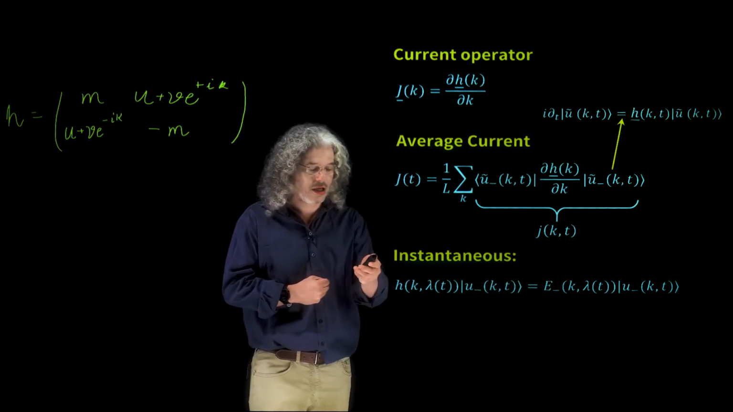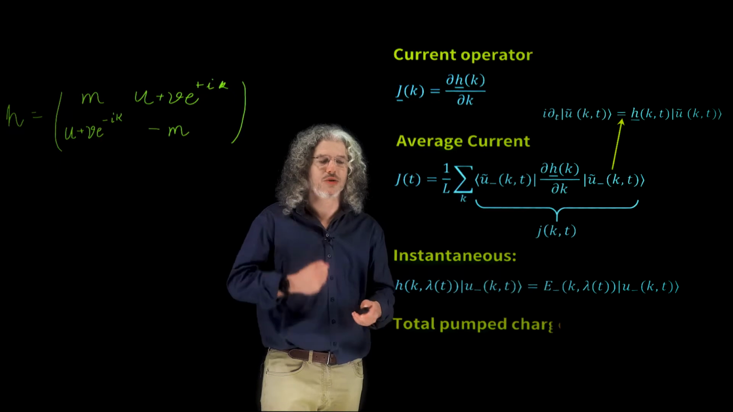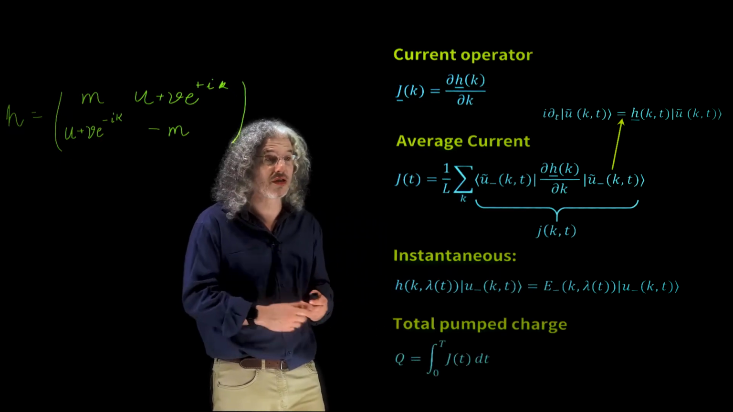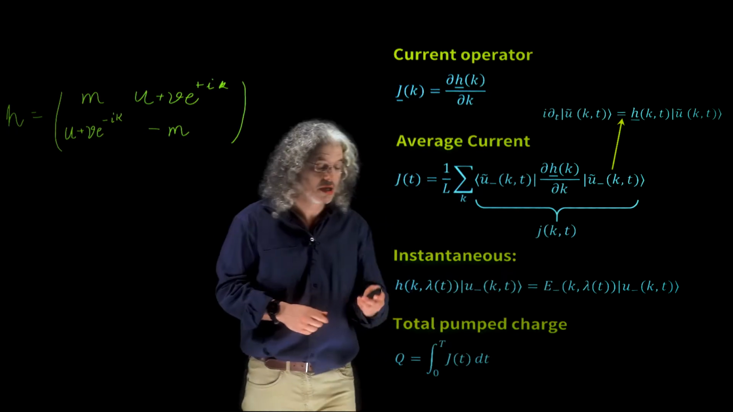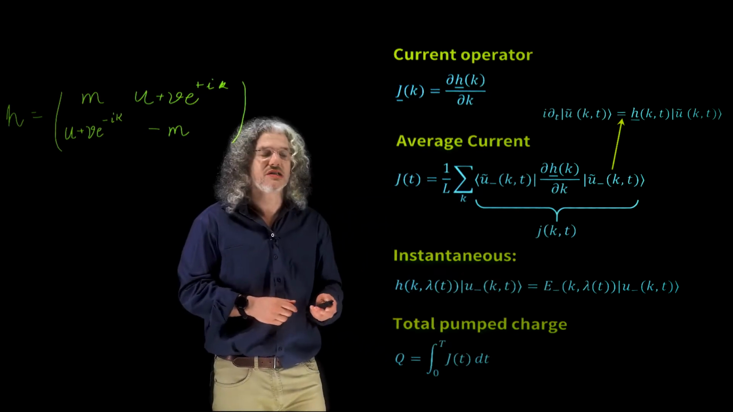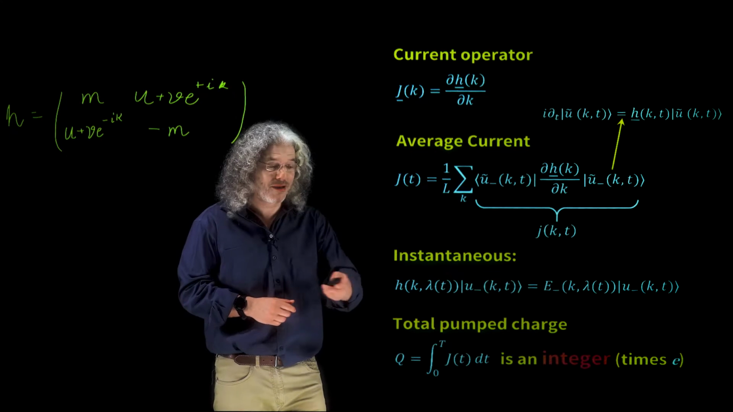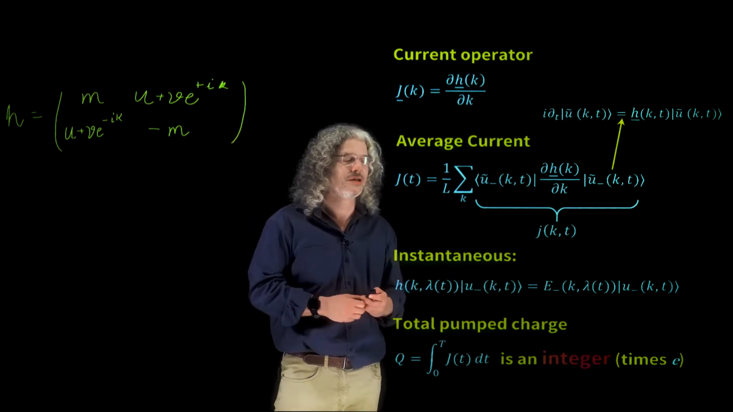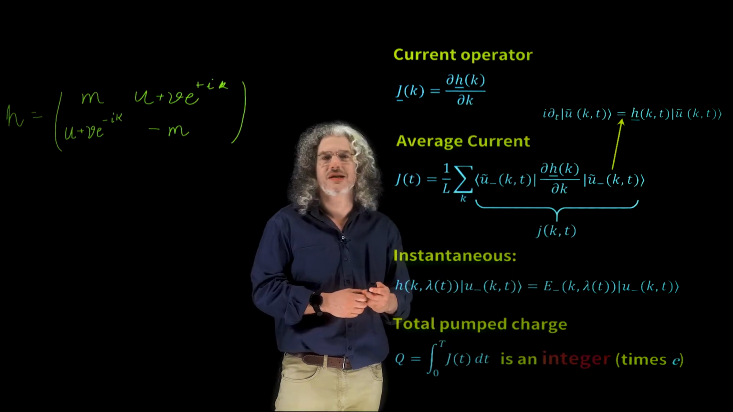Right now, I remind you that what we have to calculate is the total pumped charge, which is the integral from 0 to T of this expression for j of t. And what we want to show is that the charge which is pumped is quantized, an integer times e, the charge of a single electron.